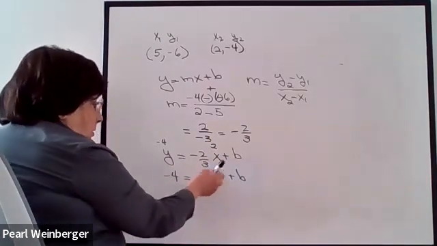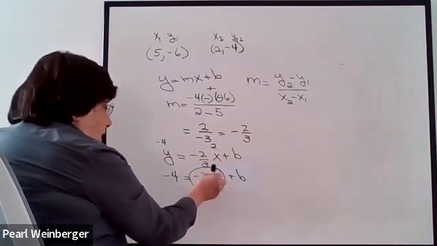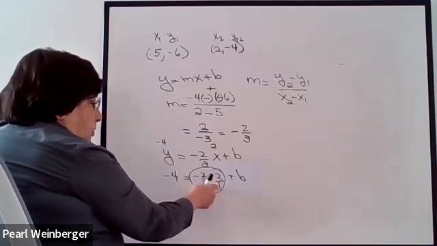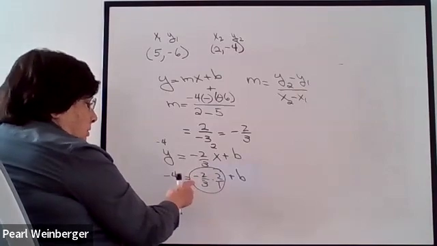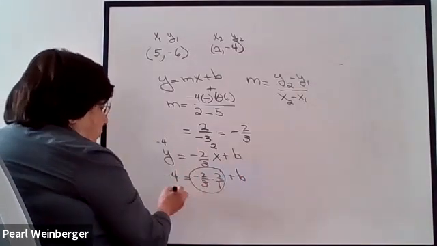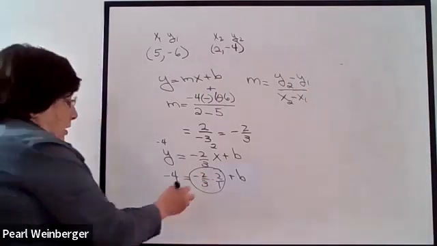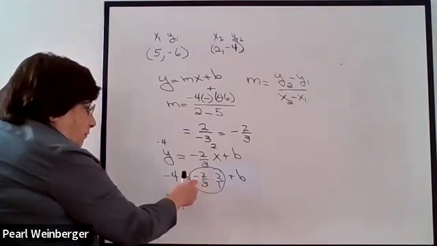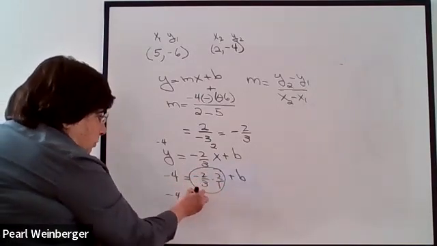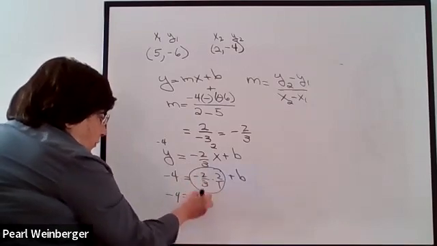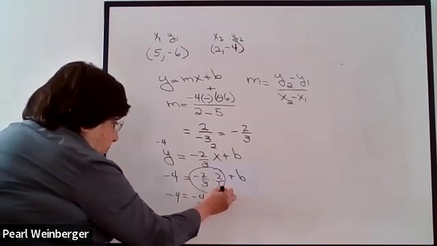Now, if you recall what I said about fractions, if you have a whole number and a fraction, put your whole number over 1 so it's easier to deal with. So this will give me -4 equals -2/3 times 2. So we're multiplying the numerators. -2 times 2 is -4 over 3 times 1, which is 3, plus b.